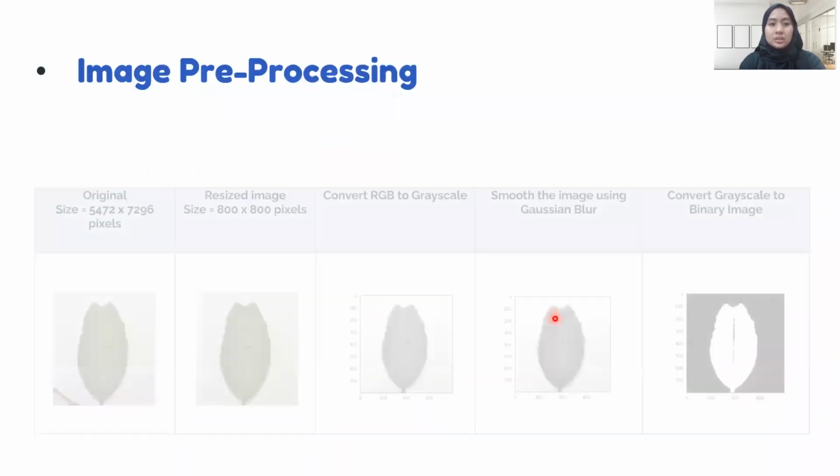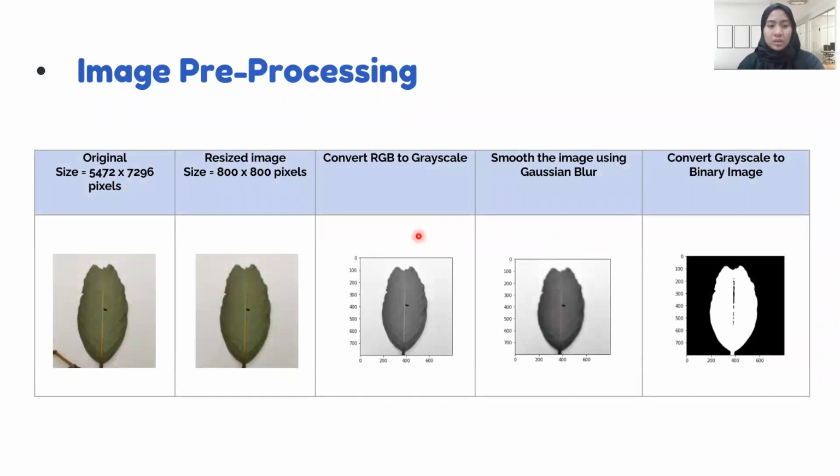Okay, next is the image pre-processing. So first, of course, we have the original size of the image, and then we resize the image into 800 by 800 pixels. And then we convert the RGB to grayscale, and then smooth the image using Gaussian blur, and lastly convert grayscale to a binary image to reduce the noise.